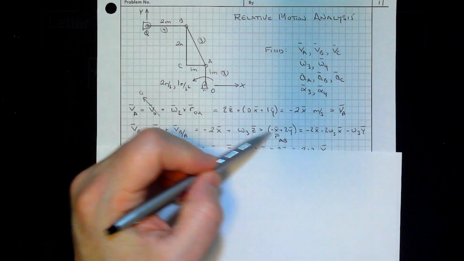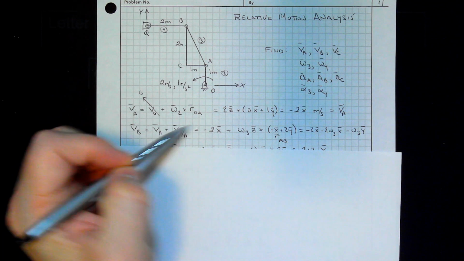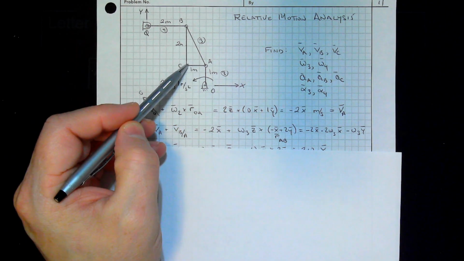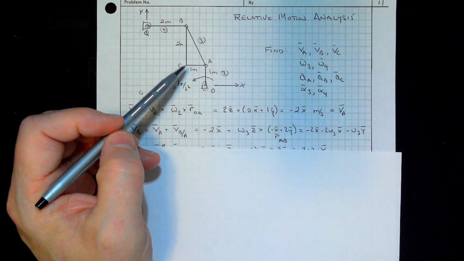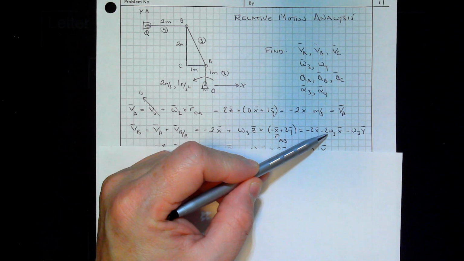Then to go from A to B, we need to go minus x plus 2y to get to B. And so we have one equation.